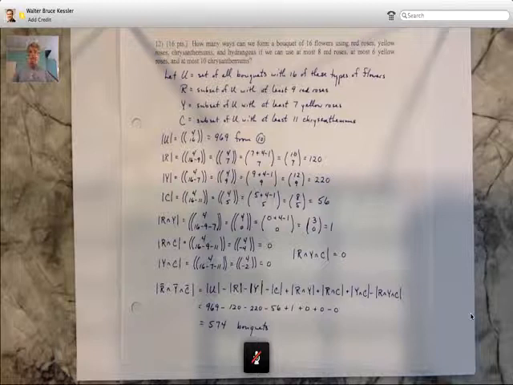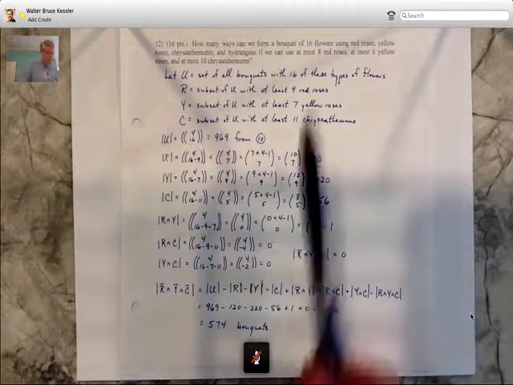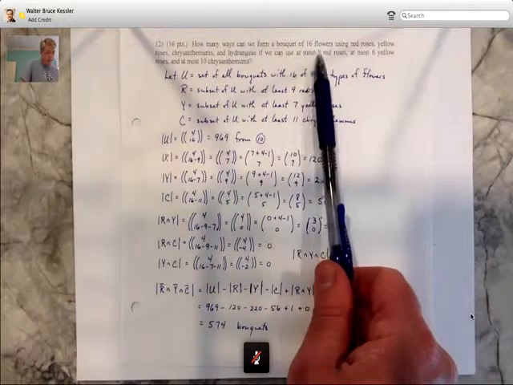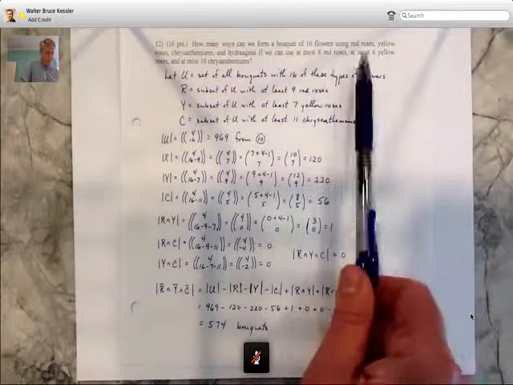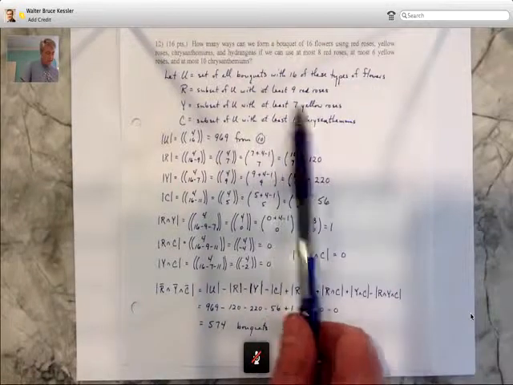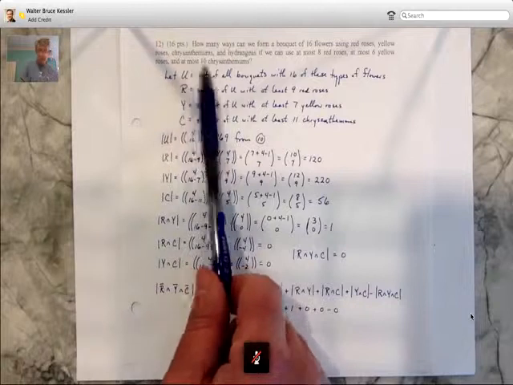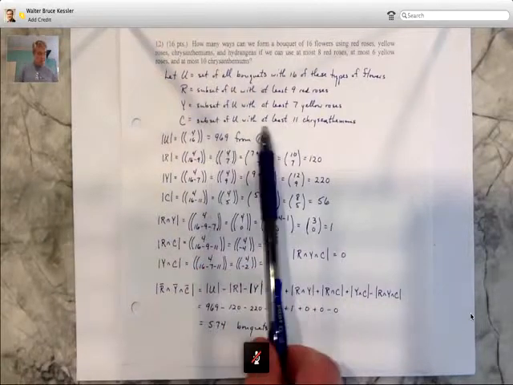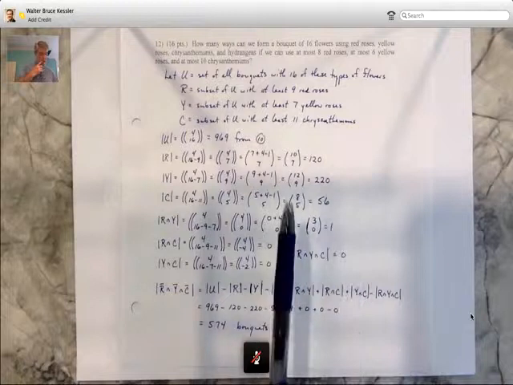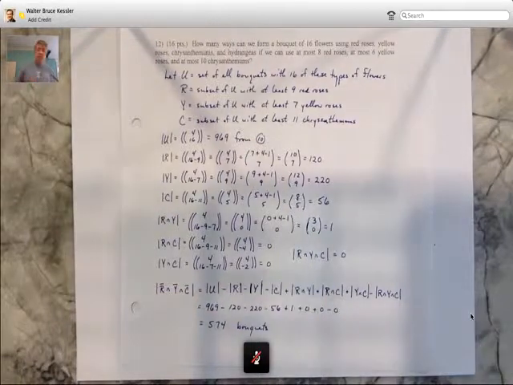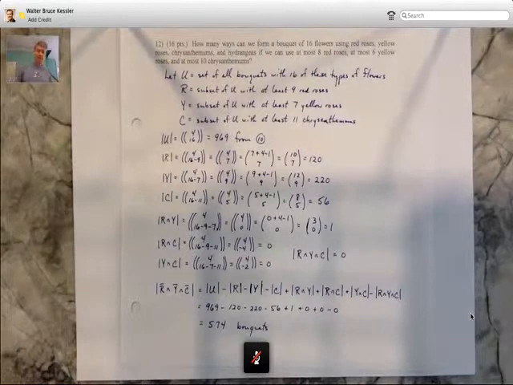So we'll let our universal set here be the set of all the bouquets with 16 flowers of these types. R will be a subset of that with at least 9 red roses. Now this is because this is the complement of at most 8 red roses. And so the complement of at most 6 would be at least 7 yellow roses. And the complement of at most 10 chrysanthemums is at least 11 chrysanthemums. And I didn't do anything with hydrangeas because there are no limits on those. We ignore that as a limitation.